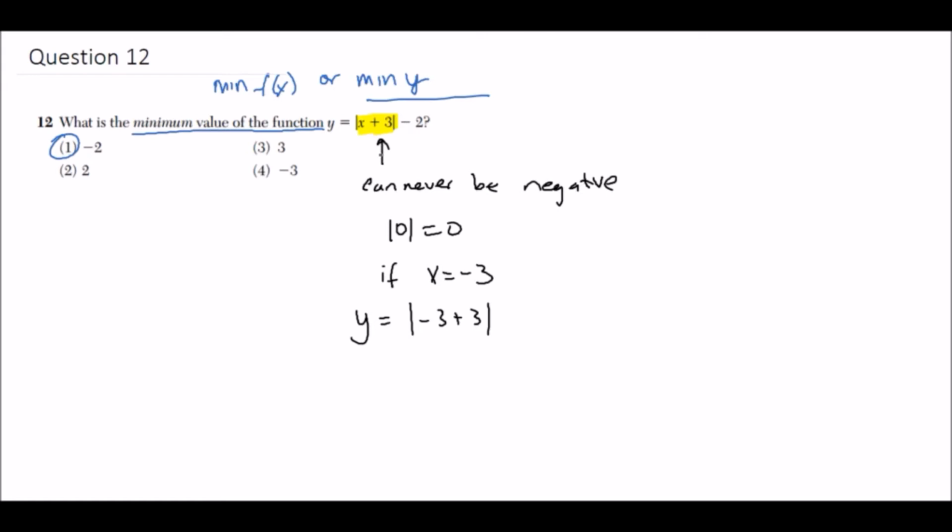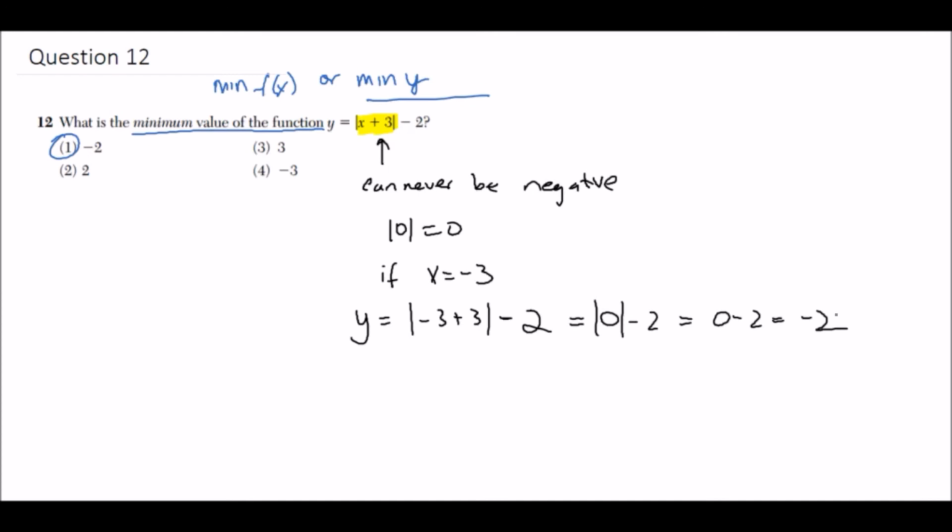I want to make that as small as possible. And minus 2, and what we get is the absolute value of 0, minus 2, which is just 0 minus 2, which is negative 2. And realize that since the absolute value can never be negative, no matter what x value I put in, I'm always going to get a number that's negative 2 or higher. The negative 2 can only be obtained by getting the inside of the absolute value to be 0.